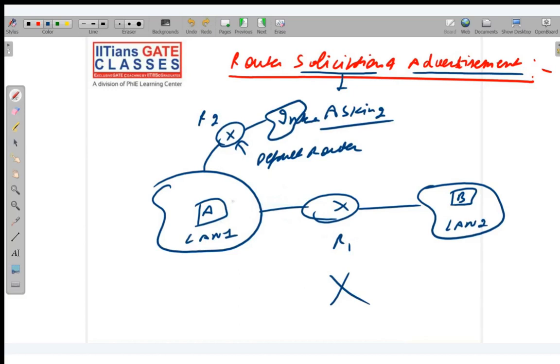So in place of sending messages to R1 blindly, first of all it will send a router solicitation message. That means asking, are you alive or not? So the router will do an advertisement that yes, I am alive, you can send messages to me. That is router solicitation and advertisement. That was the rough idea. What exactly are we doing?